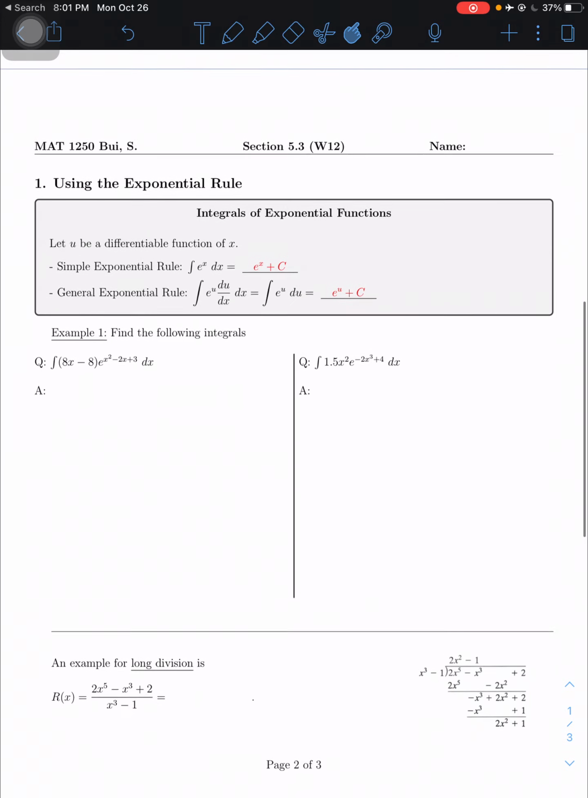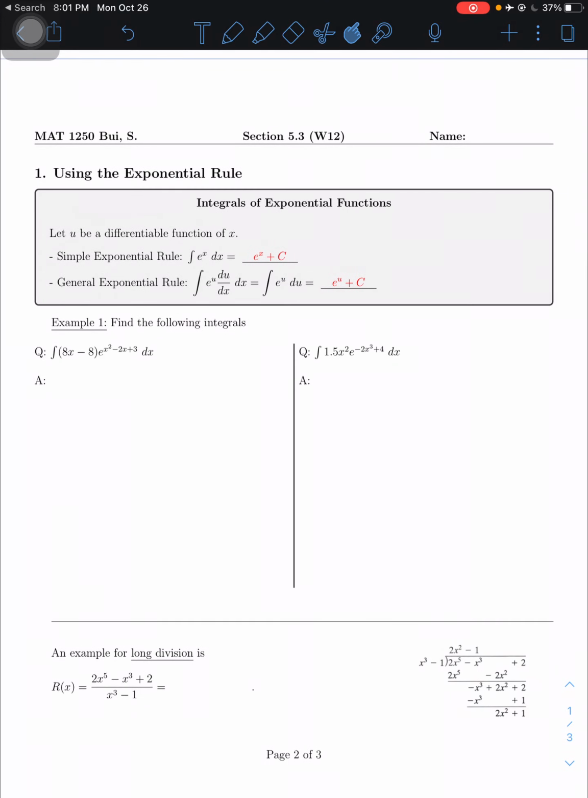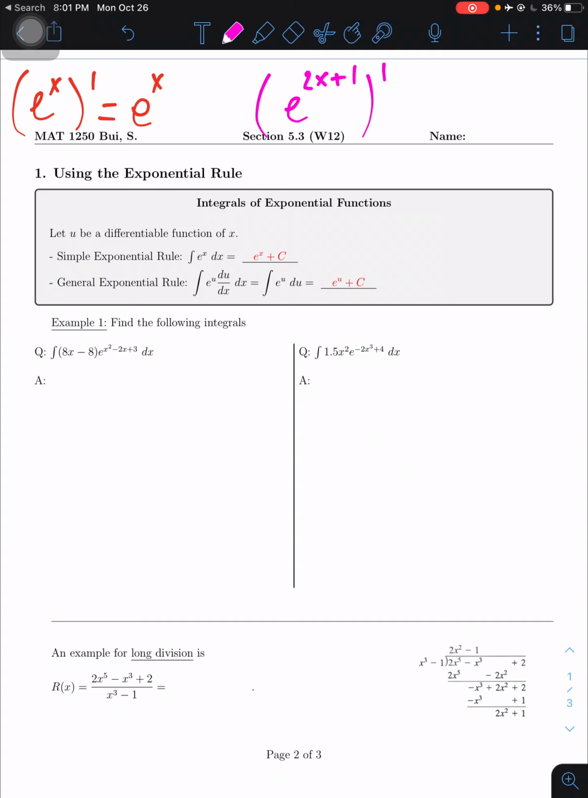The first objective today is we're going to talk about how to use the exponential rule. So we learned from last time that the derivative of e to the x is itself. And if we have some function where we don't have x as a power, then we can have something like e to the 2x plus 1, where the power in here is not x but 2x plus 1. Because the power is not x, that means we have to apply the chain rule if we want to take the derivative of this function.